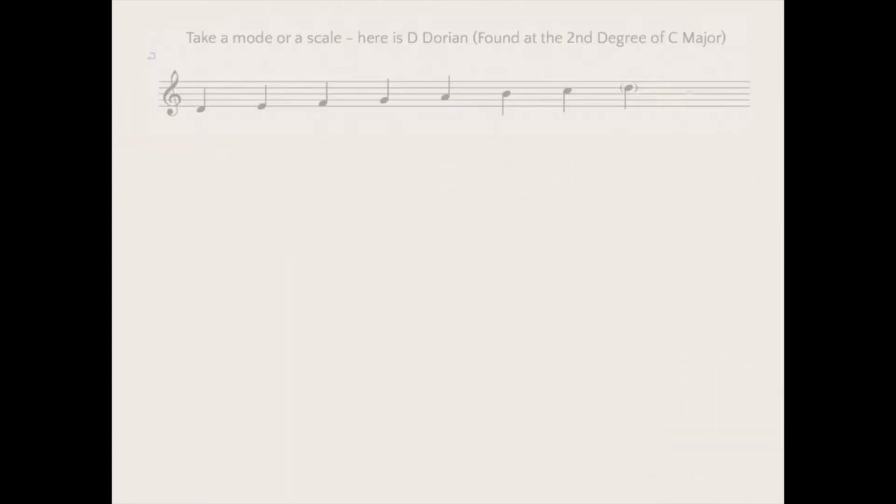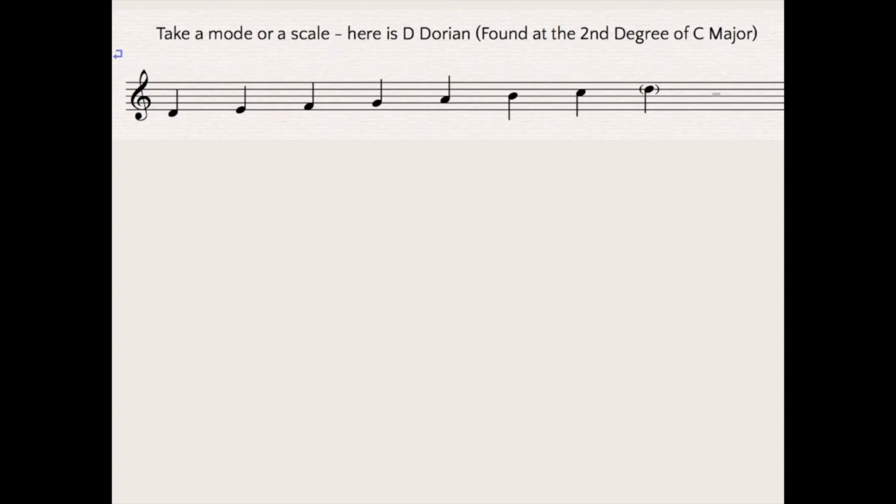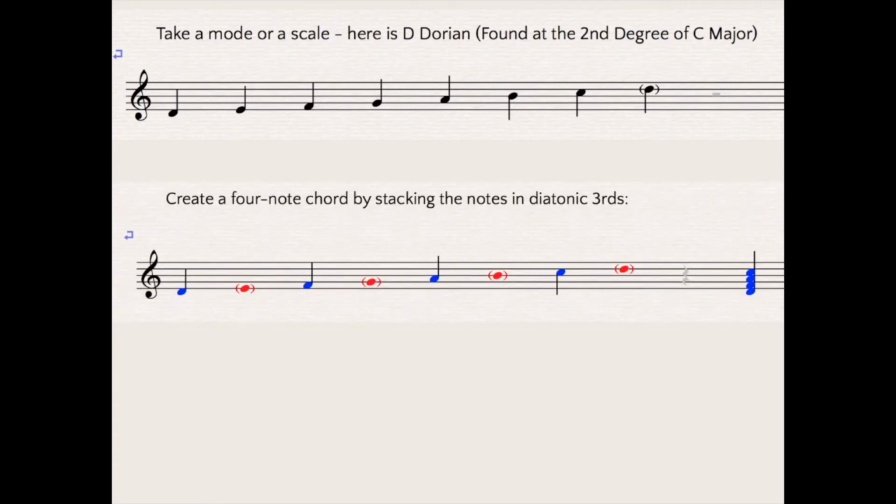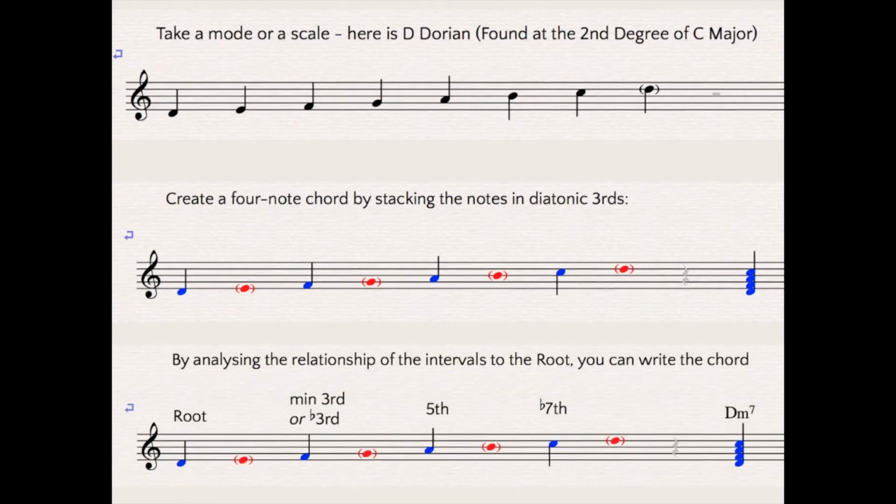Let's look at another one. Here's D Dorian, which is found at the second degree of C major. You create a 4-note chord by stacking the notes in diatonic thirds. And by analysing the relationship of the intervals to the root, you can write the chord. Here we have root, minor third, fifth, flattened 7th, which gives us a D minor 7. The quality of the chord is a minor 7.